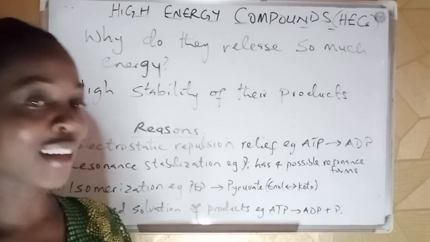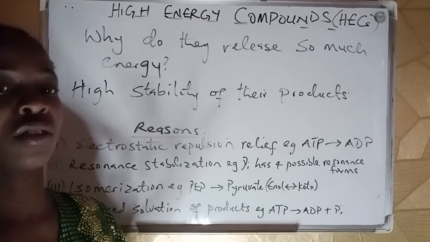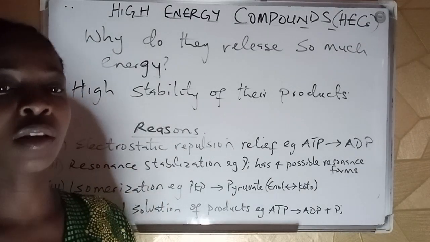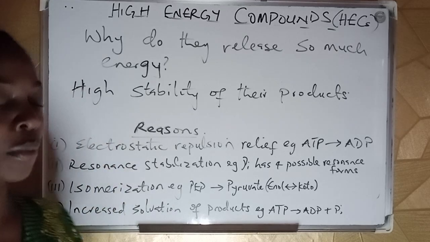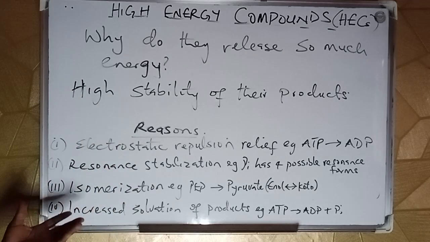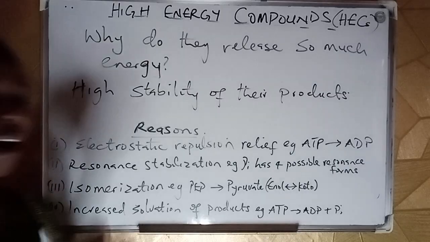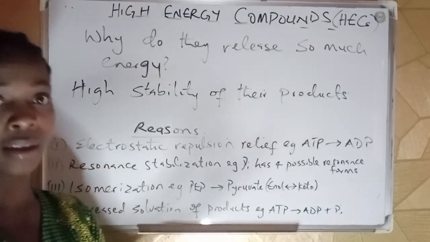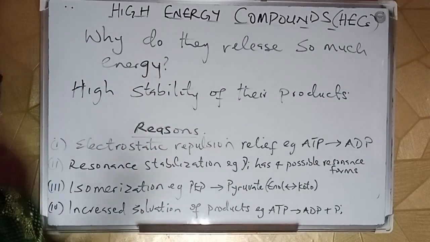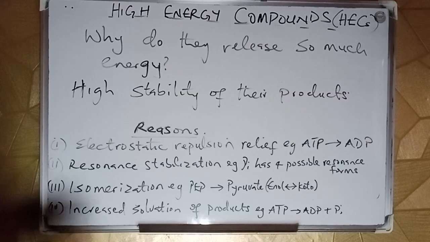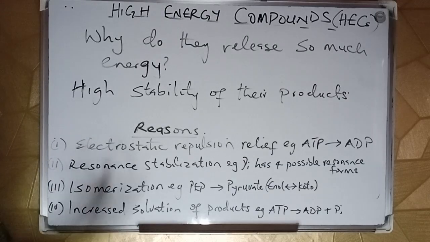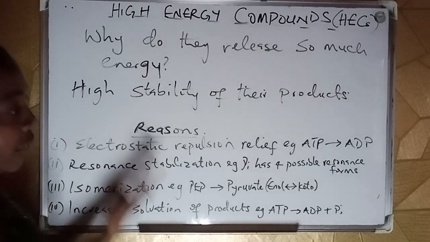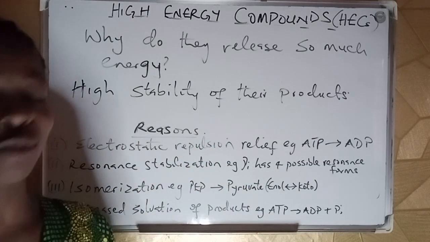And so these high energy compounds with so much energy stored in their bonds need to break down so they can become very stable. Now, how come their products are very stable compared to the high energy compounds that produce them? We have four reasons for that difference in stability between the high energy compounds and their products. One of them will be electrostatic repulsion relief.